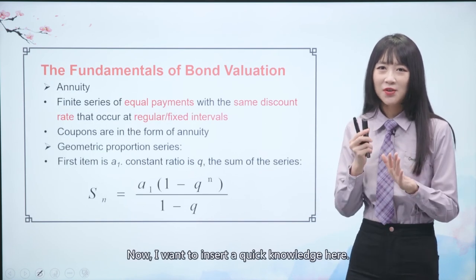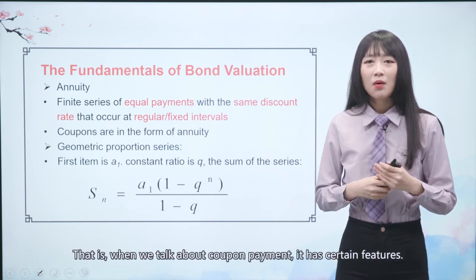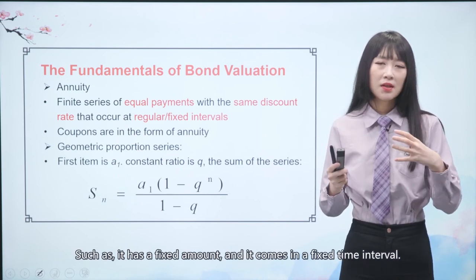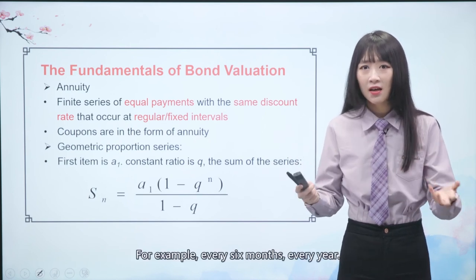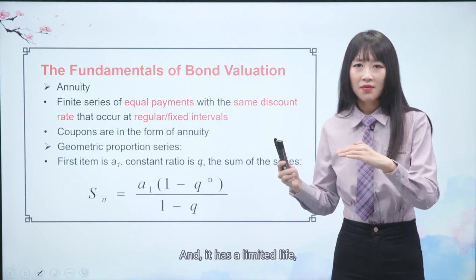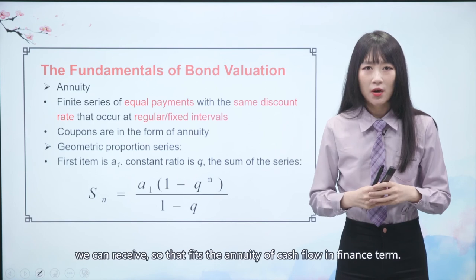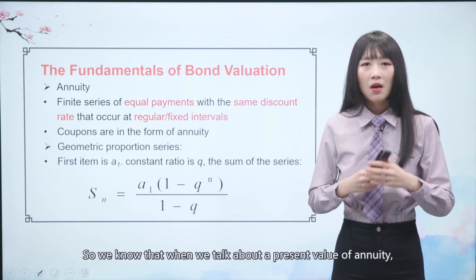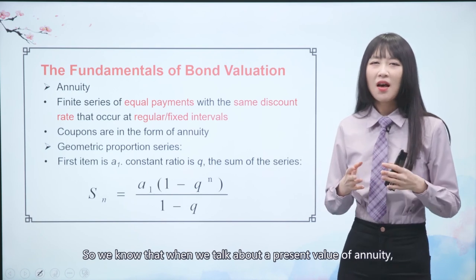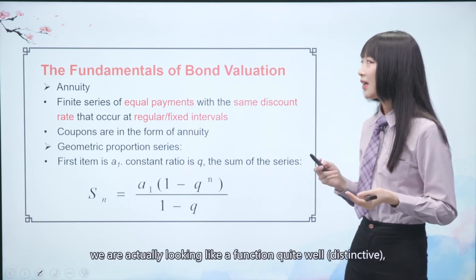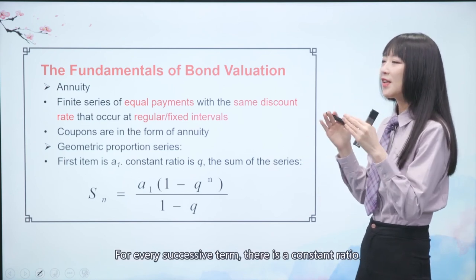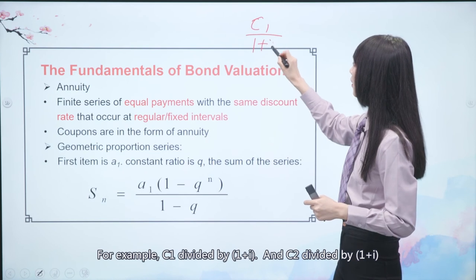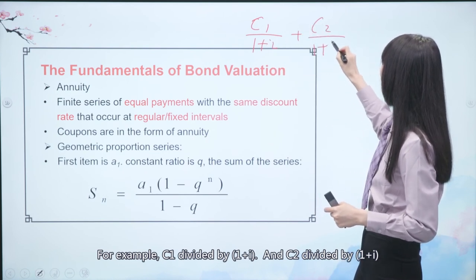Now, I want to insert some quick knowledge here. That is, when we talk about coupon payment, it has certain features: it has a fixed amount, it comes in a fixed time interval, for example, every 6 months or every year, and it has a limited life. So there is a limited number of coupon payments we can receive. That fits the annuity cash flow in finance terms. So when we talk about the present value of this annuity, for every successive term there is a constant ratio. For example, C1 divided by (1+r) and C2 divided by (1+r) raised to the power of 2.